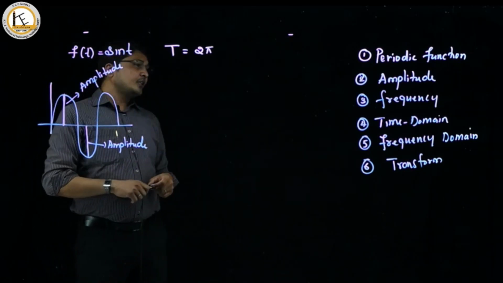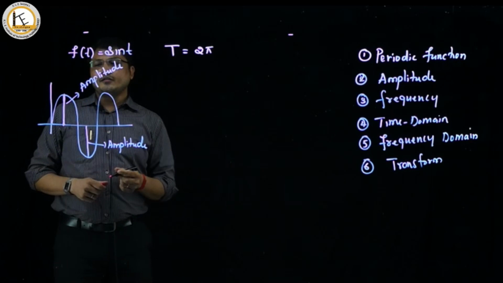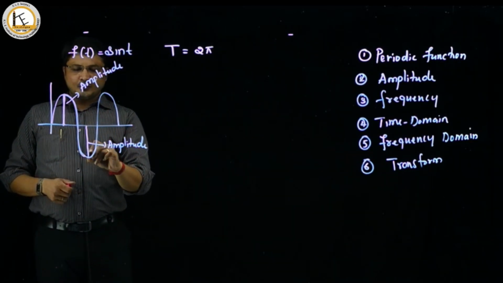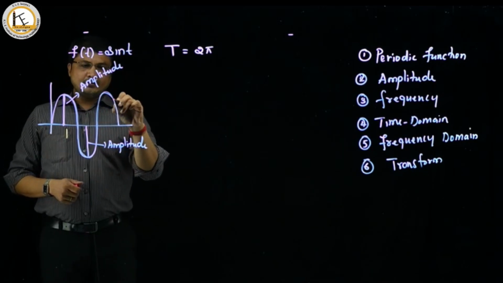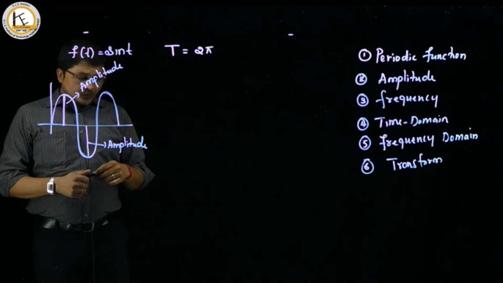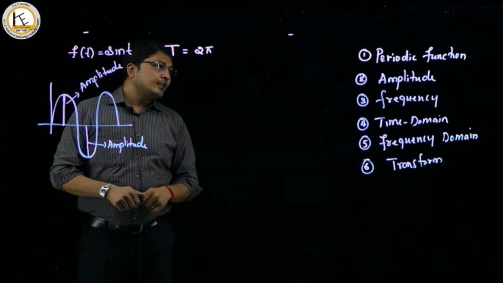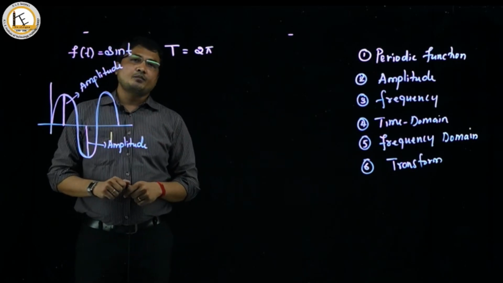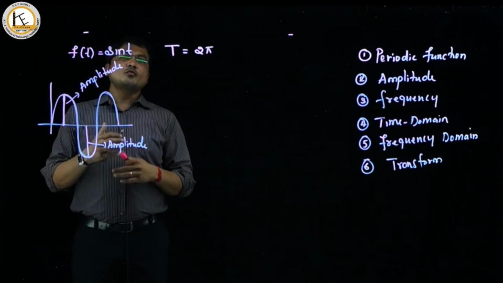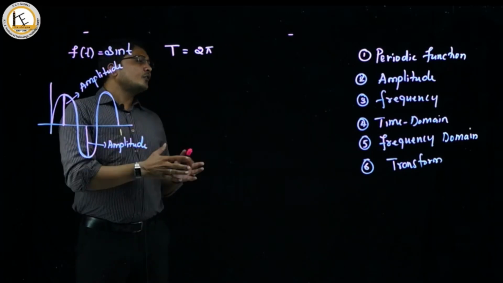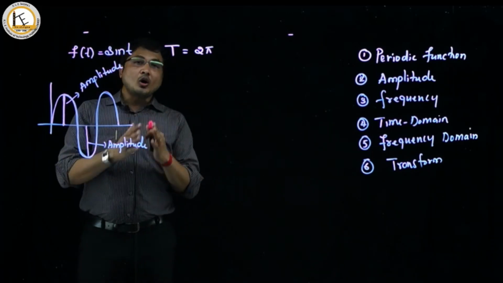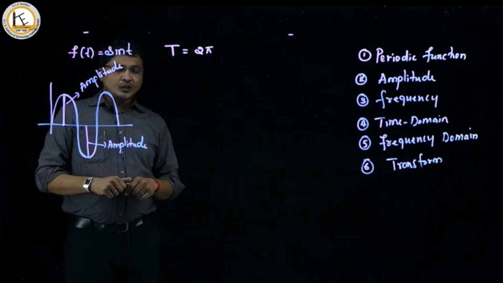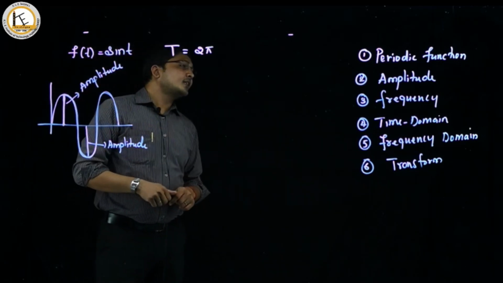In a similar way, frequency. What is the frequency? We know that these are the waves, or we can say the curves. So frequency is defined as the number of cycles that occur per second. The number of cycles or number of waves which occur per second will be called the frequency. So the next one is time domain.